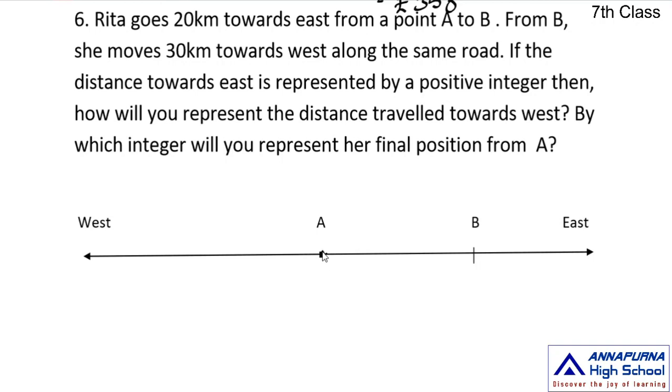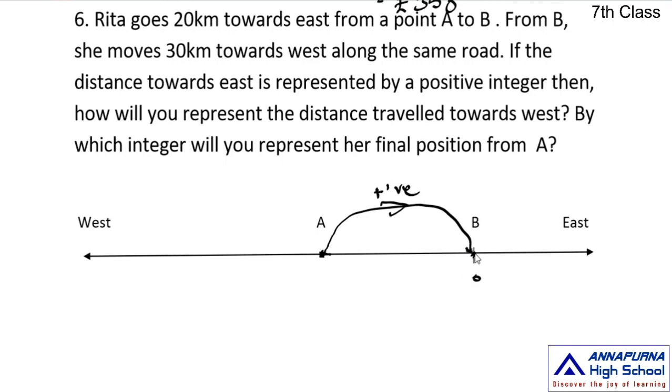Now come to the point A. Here this is the position of Rita. She goes 20 kilometers towards east, like this. We can show the direction also like this. So towards east means it is represented by positive sign. And then again she moves 30 kilometers towards west. This is east. What is the opposite to east? West side. Now B becomes the starting point.